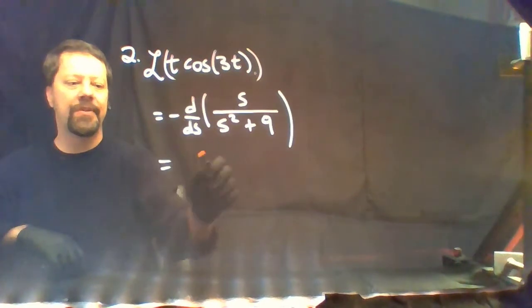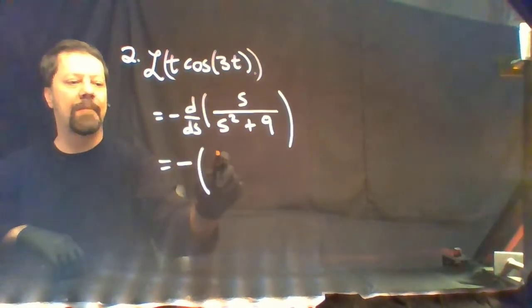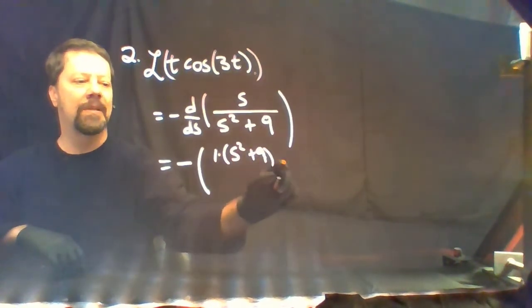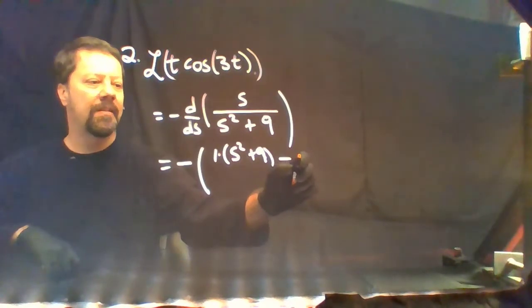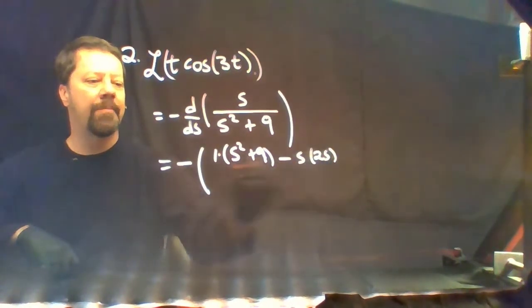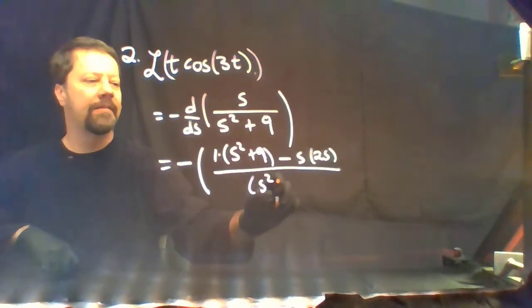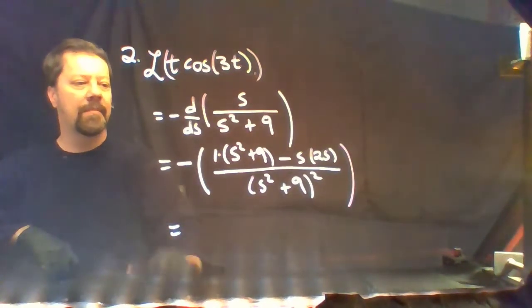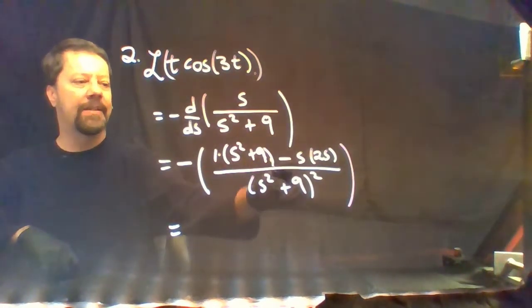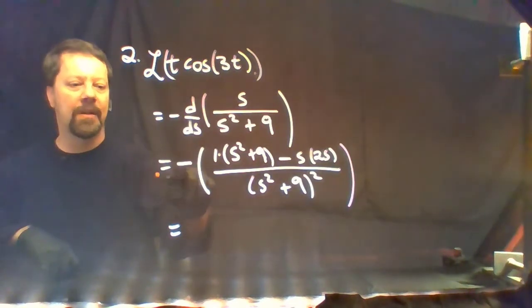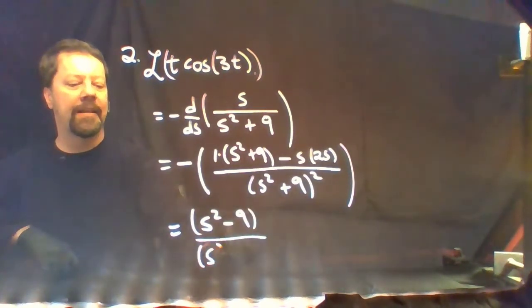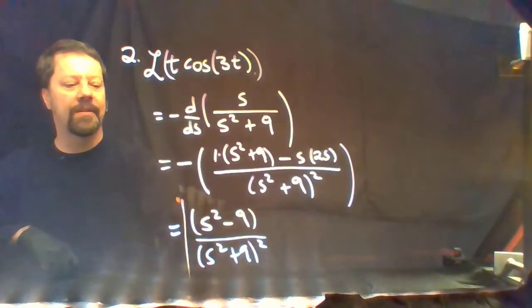Calculating the derivative using the quotient rule, we get the derivative of the top, which is 1, times the bottom, s squared plus 9, minus the top times the derivative of the bottom, divided by the bottom squared. You can see now that we'll have s squared minus 2s squared, which is negative s squared. Adding another negative, we'll have s squared minus 9 divided by s squared plus 9 quantity squared.